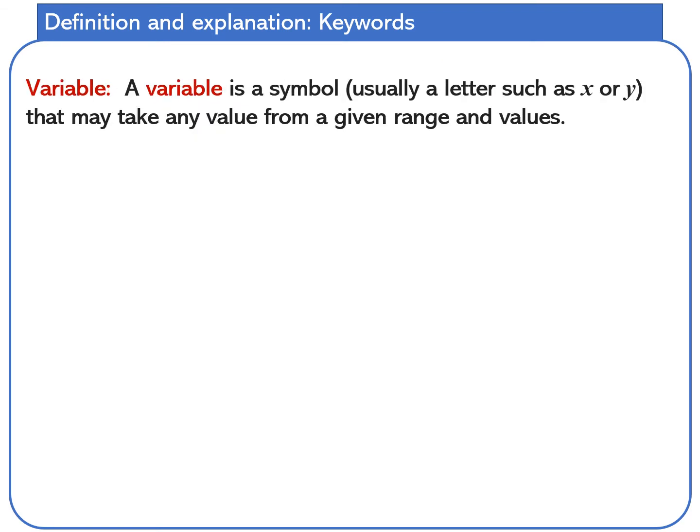A variable is a symbol, usually a letter such as x or y, that may take any value from a given range of values. So for instance, let's say we take C equals pi d, which we've used to find the circumference of a circle. C and d are variables. They can change. The given range is my diameter's got to be greater than 0, otherwise I can't have a circle. I have the diameter going across and the circumference is the distance around the outside of the circle. That diameter has to have a positive value, as does the circumference.